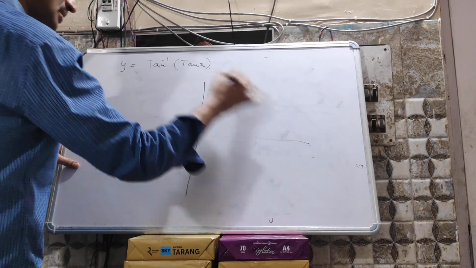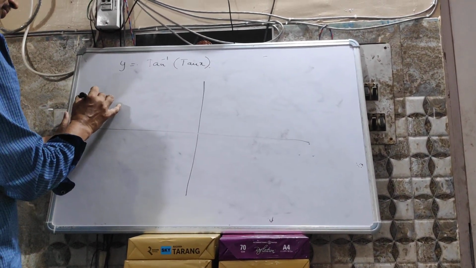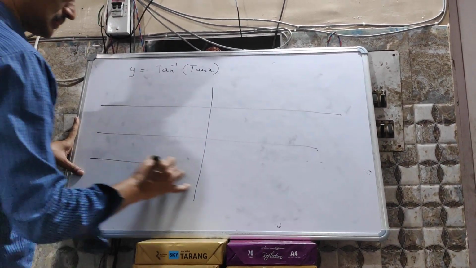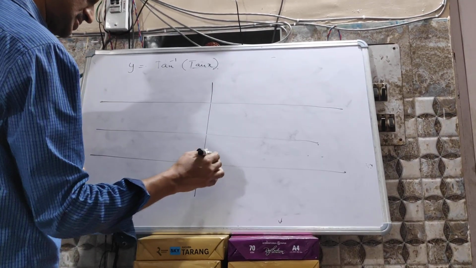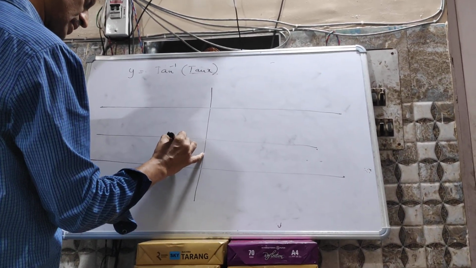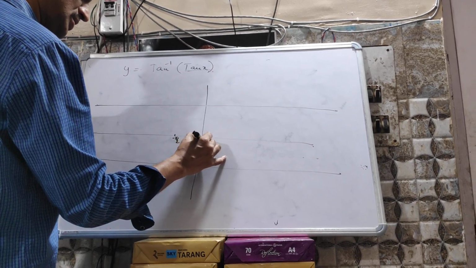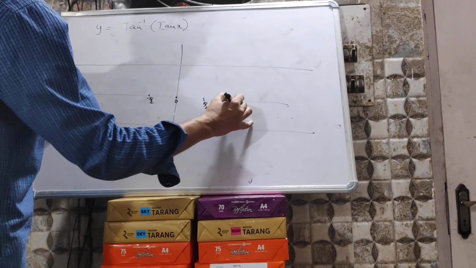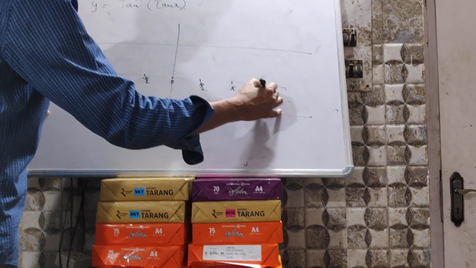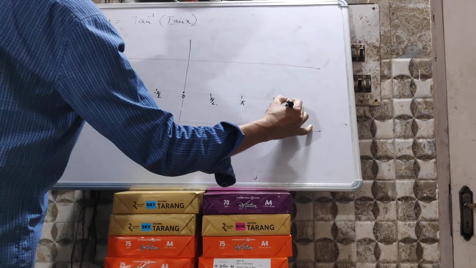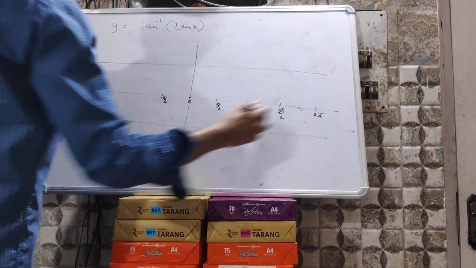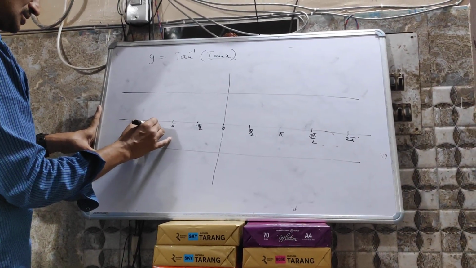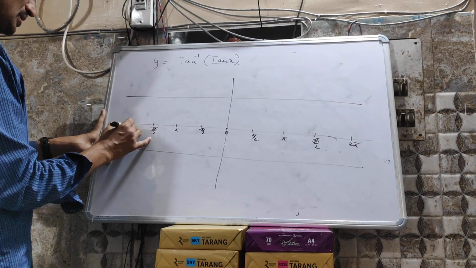You know its principal domain is the open interval minus pi by 2 to pi by 2, same as the principal domain of tan x. This is minus pi by 2 and here is 0. This is pi by 2. Next pi, 3 pi by 2, 2 pi, and on the left minus pi, minus 3 pi by 2, minus 2 pi.